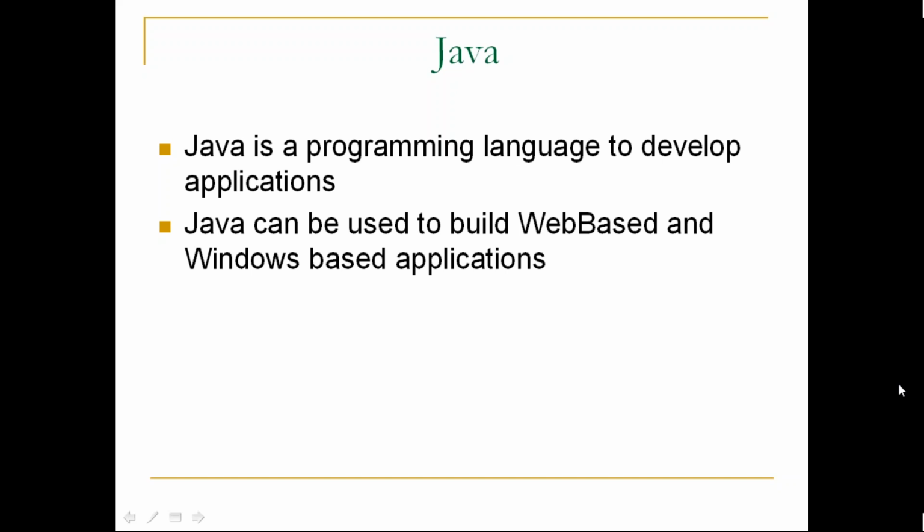The difference is that web-based means you need to use a browser to launch that application, whereas Windows-based you can directly open without the help of a web browser. Excel and Notepad are Windows-based applications, whereas Amazon.com, Google.com, Gmail.com, anything that you use a browser to launch, are web-based applications. So with Java, we can develop both.